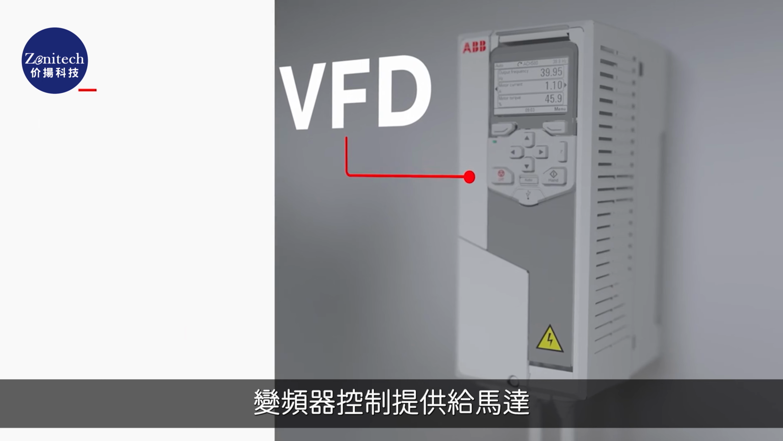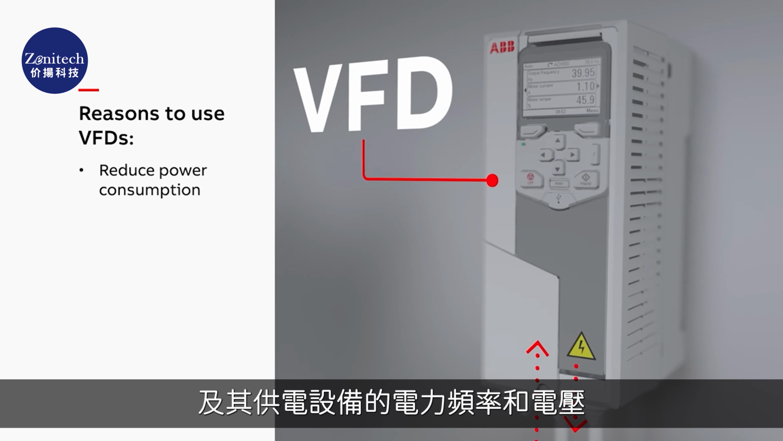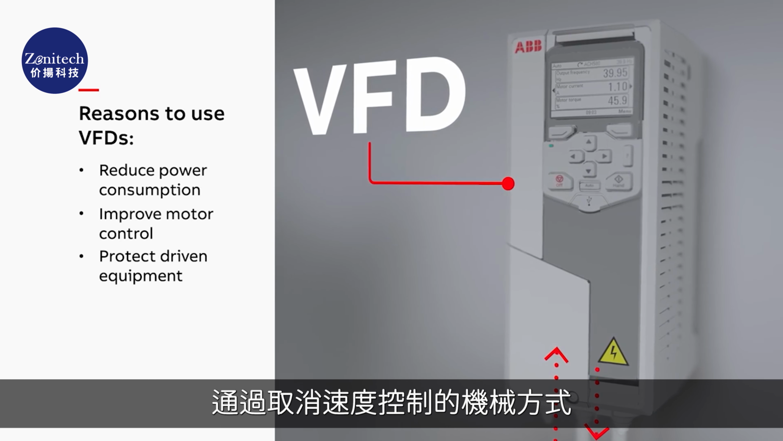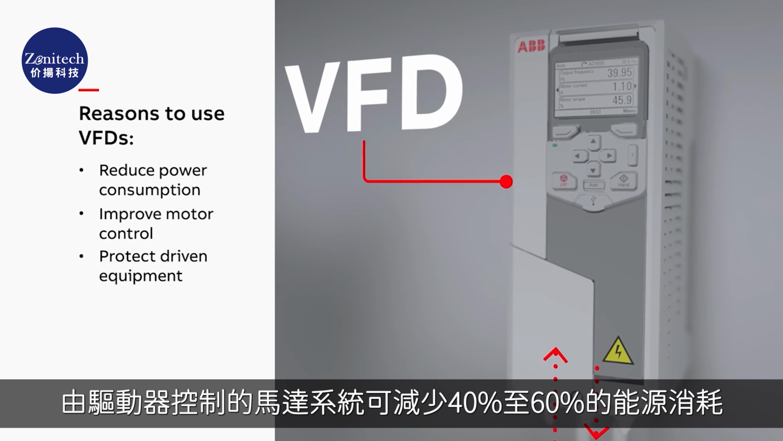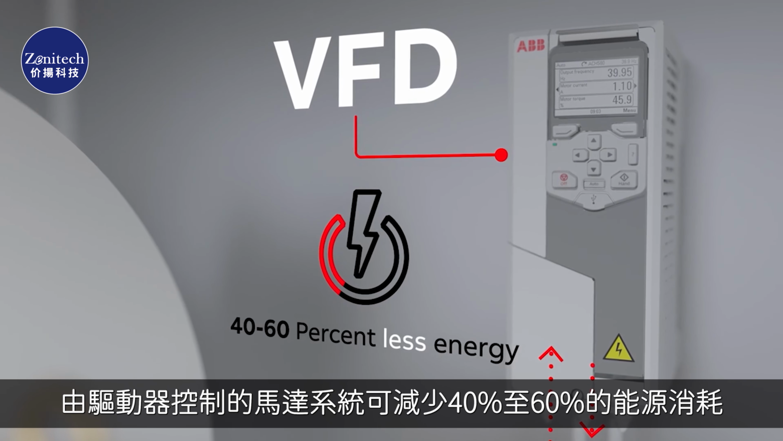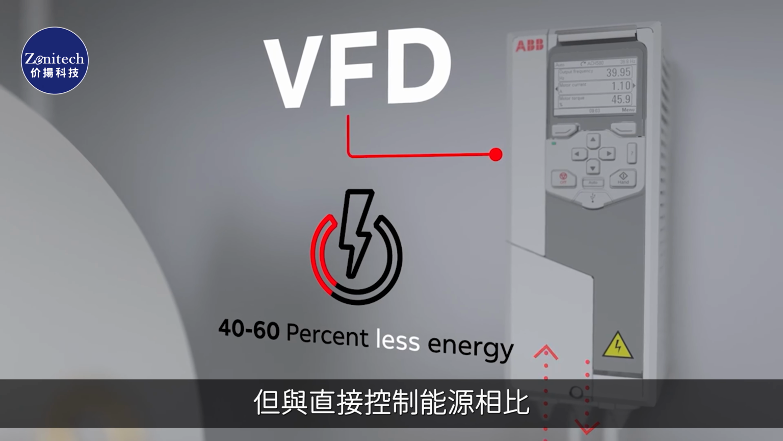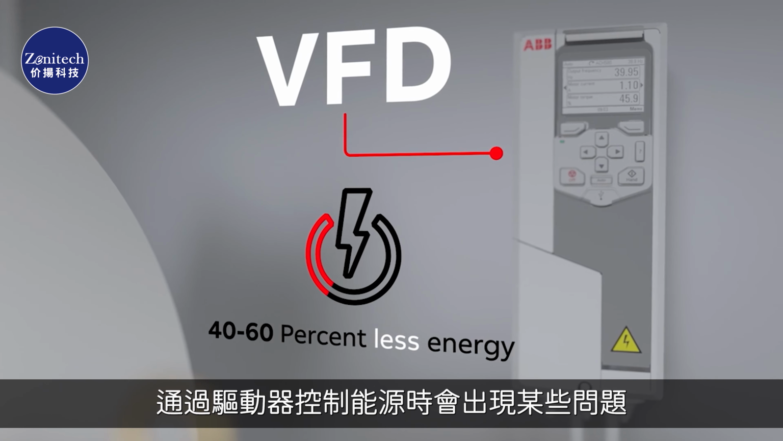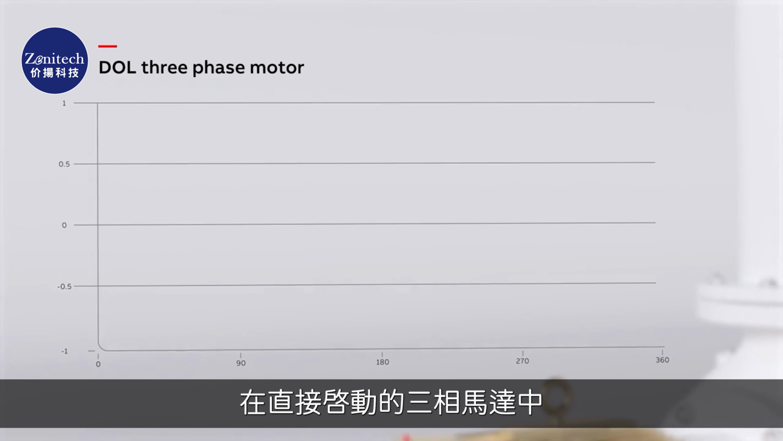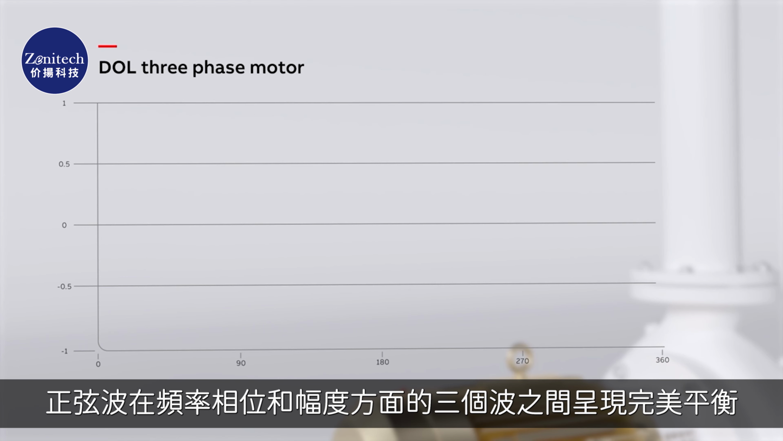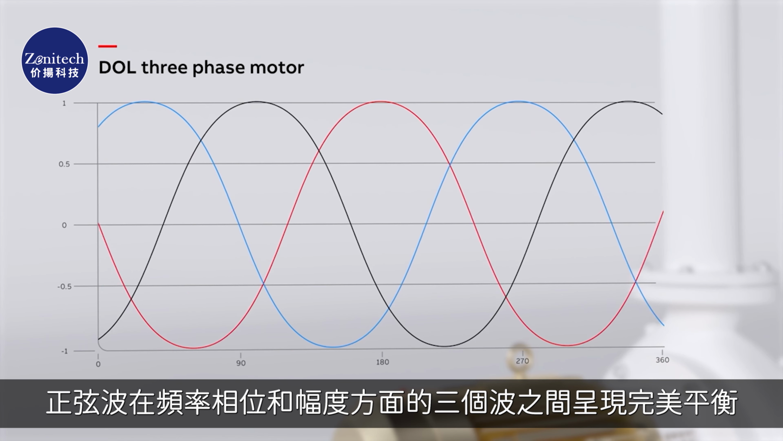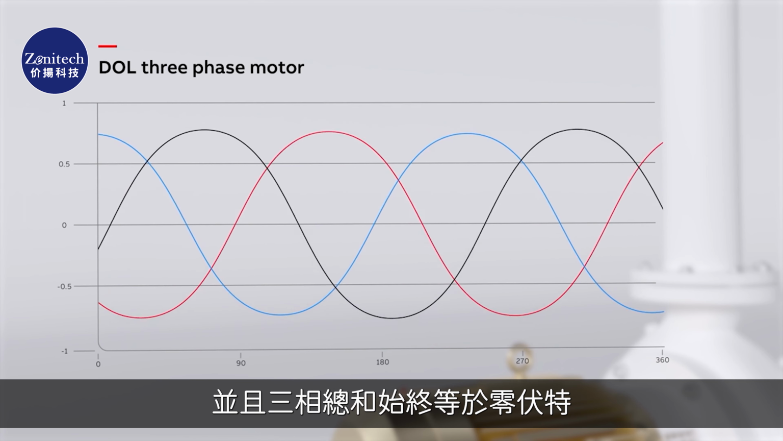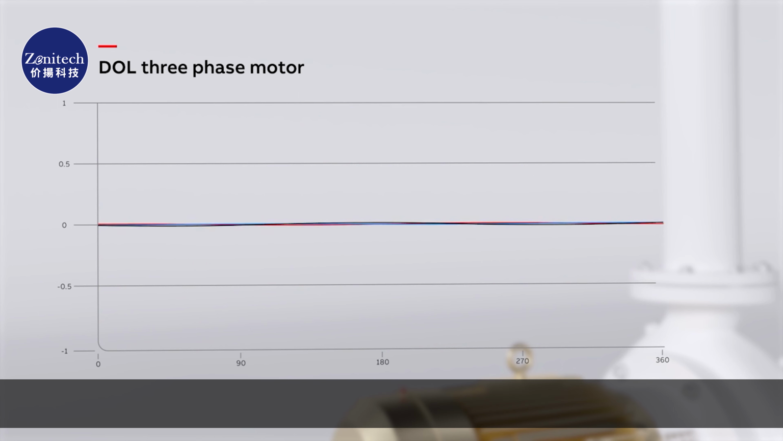VFDs control the frequency and voltage of the electricity that's fed to the motor and the equipment it powers. By removing the mechanical means of speed control, a motor system controlled by a drive uses 40 to 60% less energy. However, certain issues are presented when energy is controlled through a drive versus directly. In a DOL three-phase motor, the sine wave is perfectly balanced between the three waves in frequency, phase, and amplitude, and the sum of the three phases always equals 0 volts.